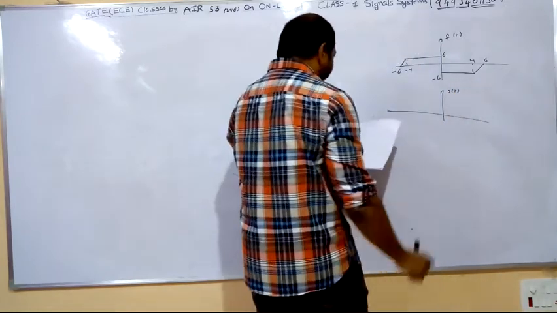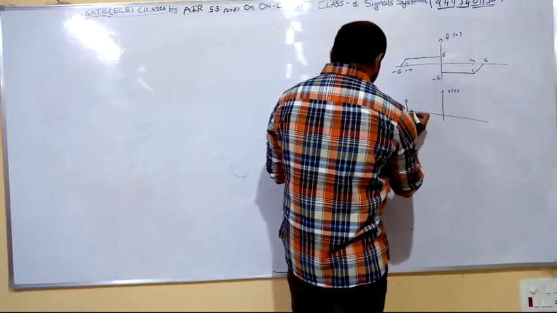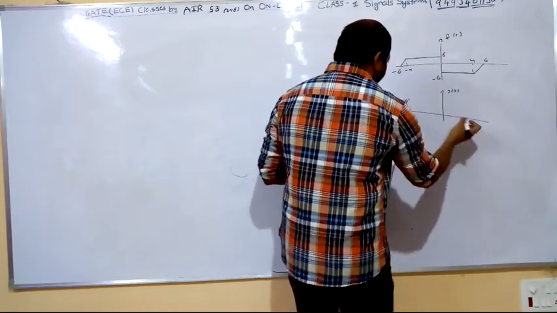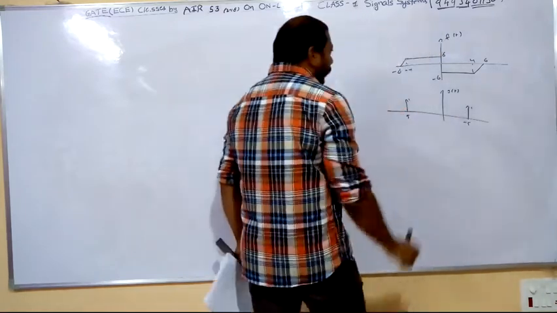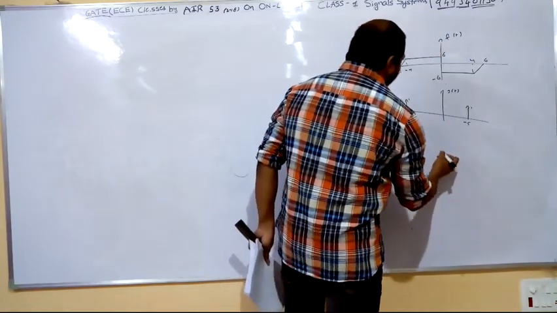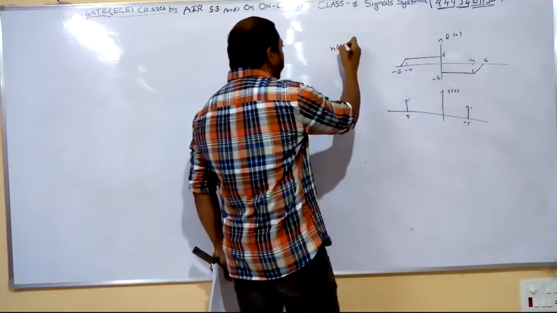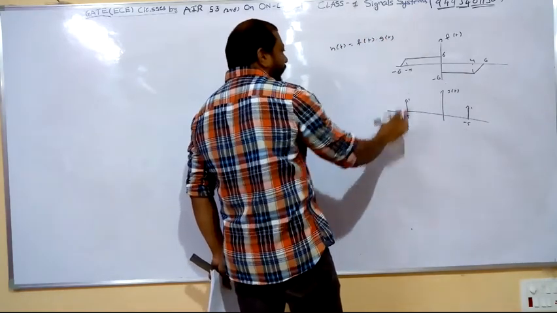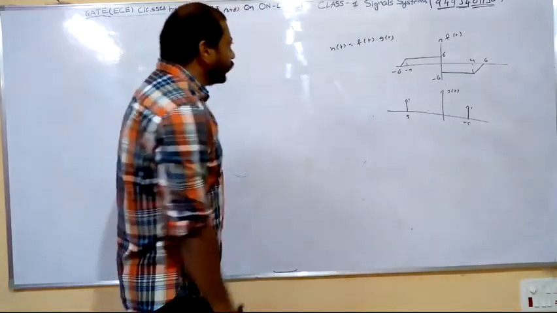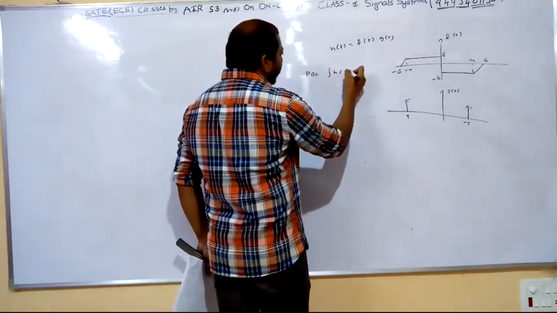Multiply with one more signal g of t. The corresponding signal is given as impulses, one of strength 1 at 5, and another of strength 1 at minus 5. Upon multiplication, you will get the signal h of t equal to f of t into g of t. They have given the signal f of t like this and g of t like this. They are saying that h of t equals f of t into g of t.